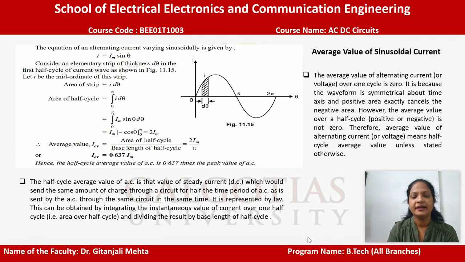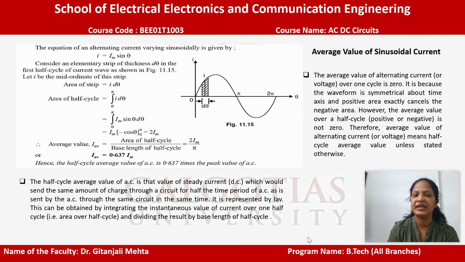It is represented by I_av. This can be obtained by integrating the instantaneous value of current over one half cycle and dividing the result by the base length of half cycle. So the average value I_av is equal to area of half cycle divided by the base length of half cycle. The area is calculated by taking a small strip at an angle of θ with a width of dθ.